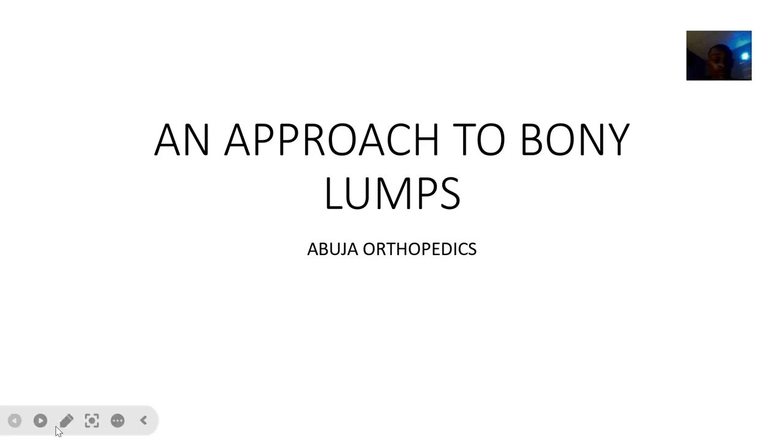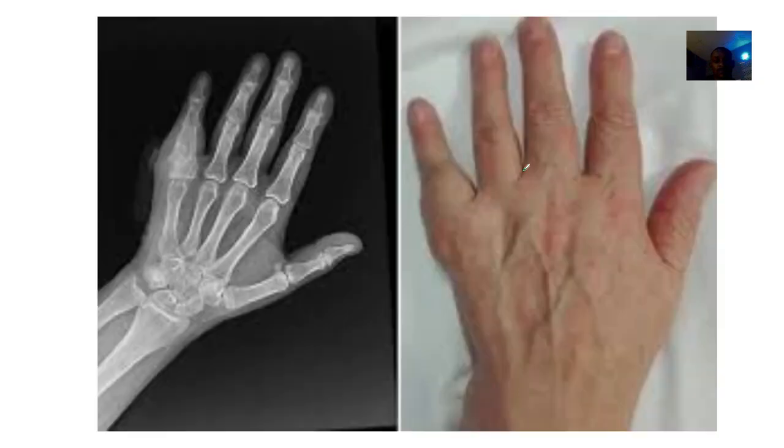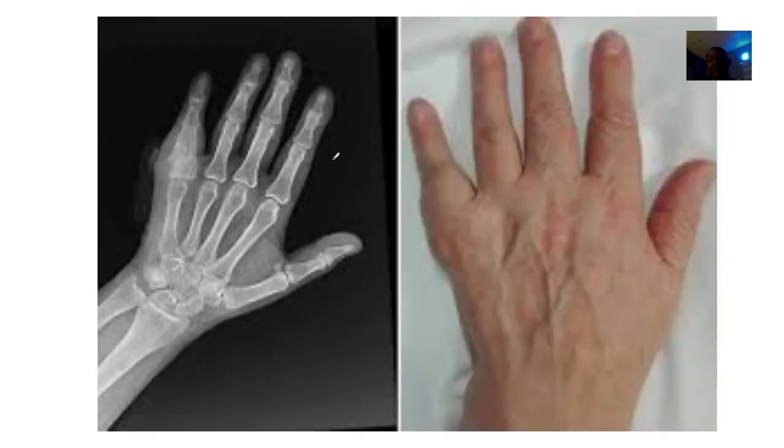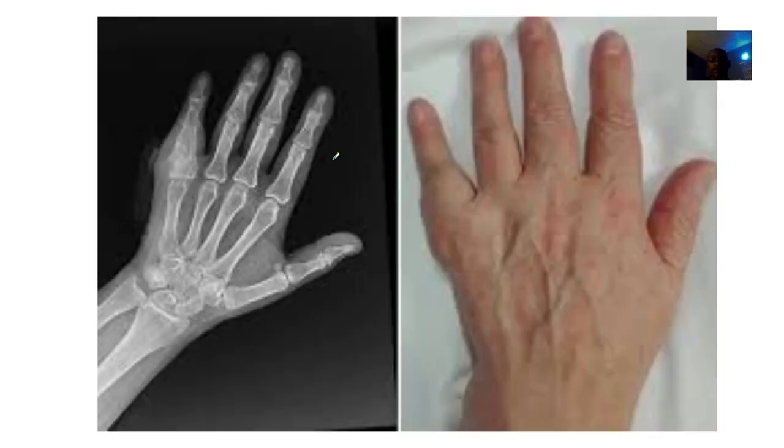Alright, so for the next aspect of orthopedics, which we'll be looking at, is the approach to what? Bony lumps. Approach to bony lumps. So for this approach, okay, we'll look at what bony lumps are. Basically, you're having a lump, a bony knob, and all of that.